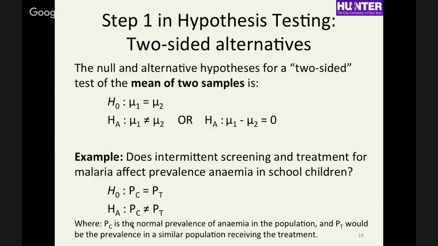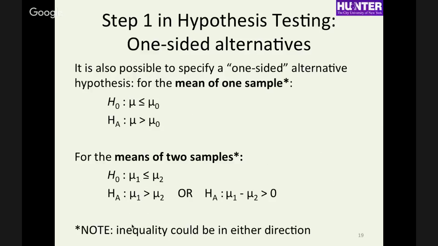So you notice, even though presumably they did the trial because they thought that maybe the treatment would decrease the prevalence of anemia, that's not their alternative hypothesis. It's a two-sided hypothesis, which is the norm, the standard. I'll tell you later a little more about why that is, but very rarely are you going to use a one-sided alternative hypothesis. But so you know about them.